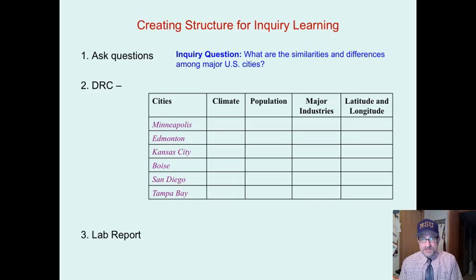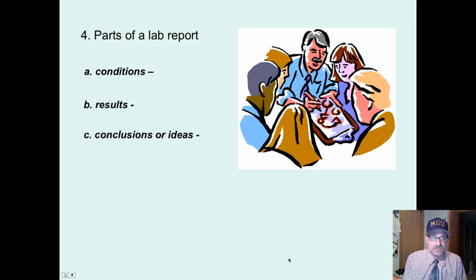Here you are. Ask the question. Here's a data retrieval chart. The question, what are the similarities and differences among major U.S. cities? This, of course, is a more advanced one. And here's a chart that they can use to retrieve and organize the data. And the lab report might look something like this.